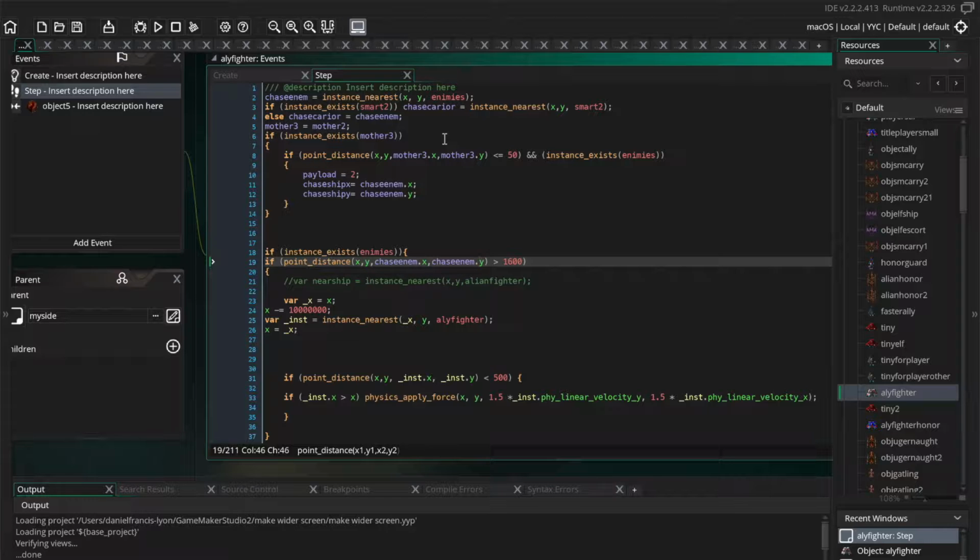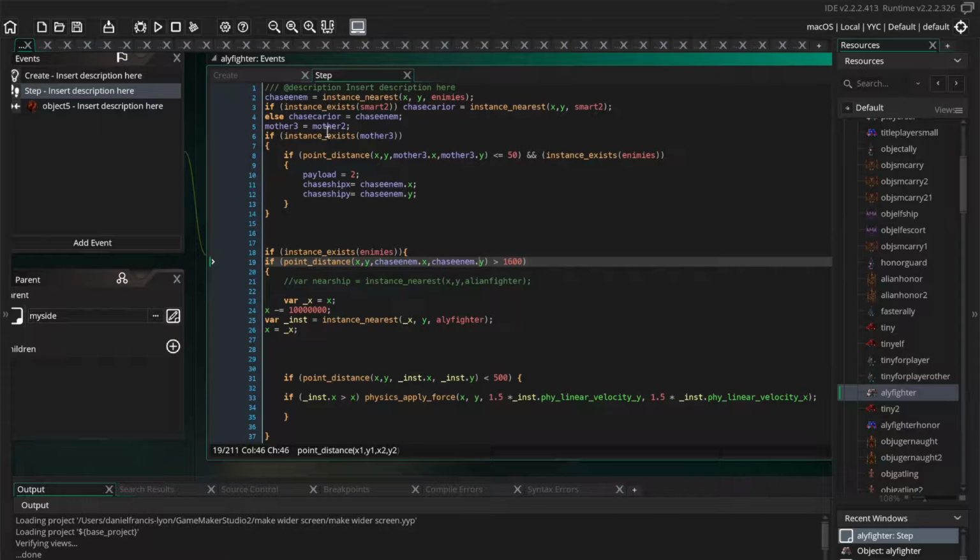This ship has priorities over what it attacks. So if the enemy mothership exists, chase carrier equals the nearest enemy mothership. Else, chase carrier just equals the same as chase enemy, which is the instance nearest enemy.